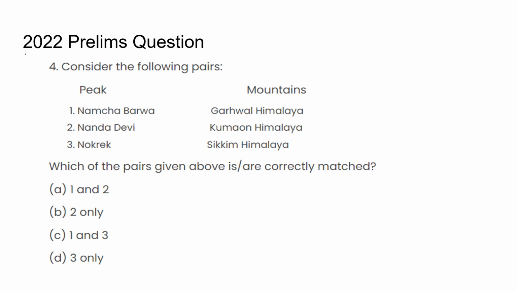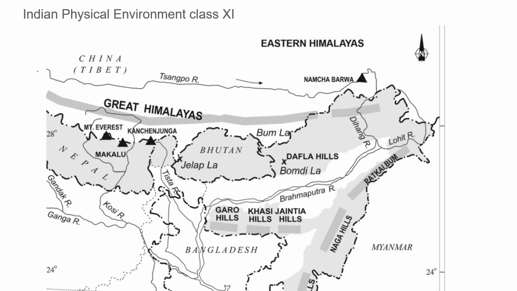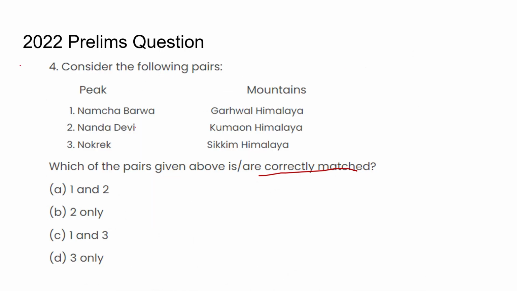First one is a 2022 prelims question. Consider the following pairs, peak and the mountain in which it is found. Namcha Barwa, present in Garhwal Himalaya. Nanda Devi in Kumaon Himalayas. Nokrek in Sikkim Himalayas. Which of the pairs are correctly matched? If you see Indian Physical Environment of class 11th, you can see Namcha Barwa is here, in the northeast part of India.